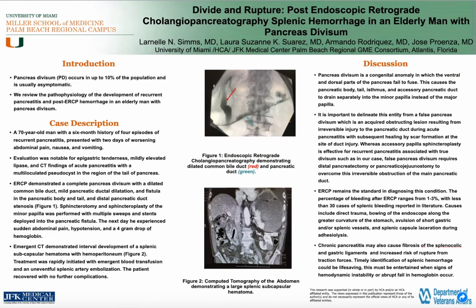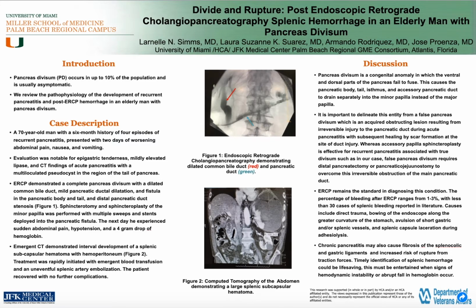Divide and rupture: post-endoscopic retrograde cholangiopancreatography splenic hemorrhage in an elderly man with pancreas divisum. Pancreas divisum occurs in up to 10% of the population and is usually asymptomatic. We review the pathophysiology of the development of recurrent pancreatitis and post-ERCP hemorrhage in an elderly man with pancreas divisum.